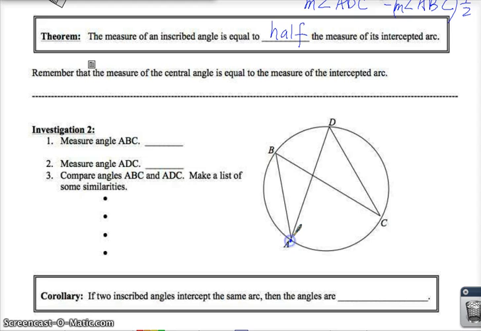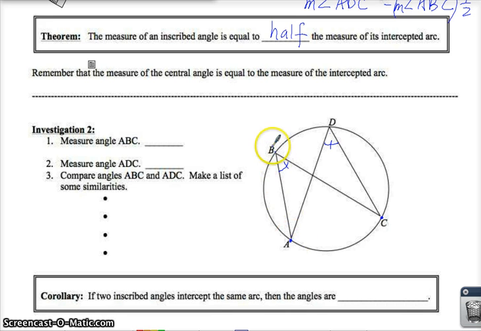Maybe you notice that both of them end at A. They have a chord that goes to A and a chord that goes to C, so they have common points where they intersect the circle. Maybe you notice that they are both inscribed angles, so both of their vertices are on the circumference of the circle. Therefore, when you measured them, what should be true? It should have been true that those two measures were congruent to each other.